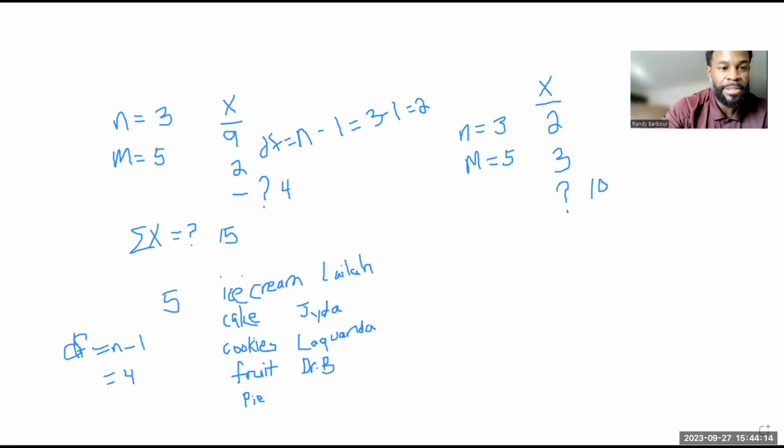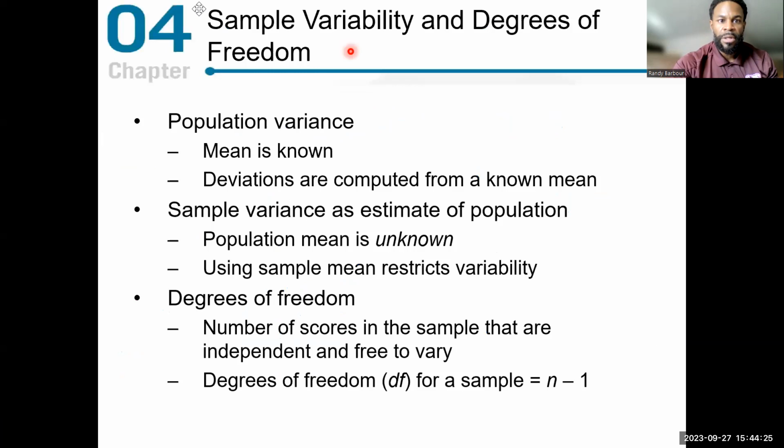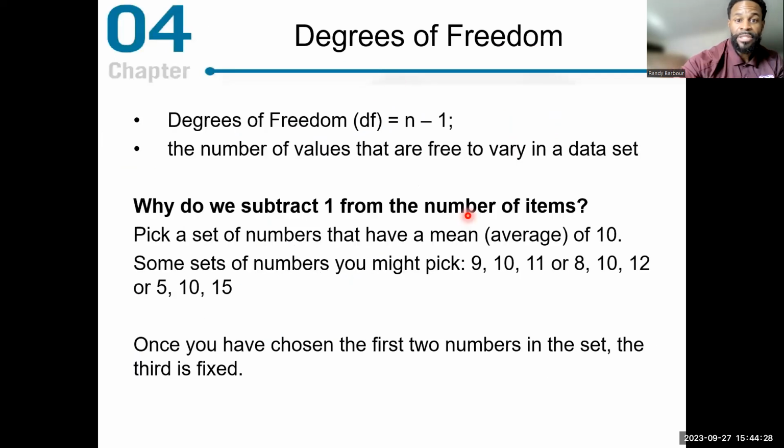Let me go back to my slide. All right. So that's degrees of freedom. Okay. That is degrees of freedom. So all I'm doing is taking the n minus 1. That's the number of values that are free to vary in a data set. Right. So again, I gave everybody a particular dessert item, and the only thing that was left was pie. And that was the only thing that Wanisha could select. Okay, so that's what we call degrees of freedom, n minus 1.